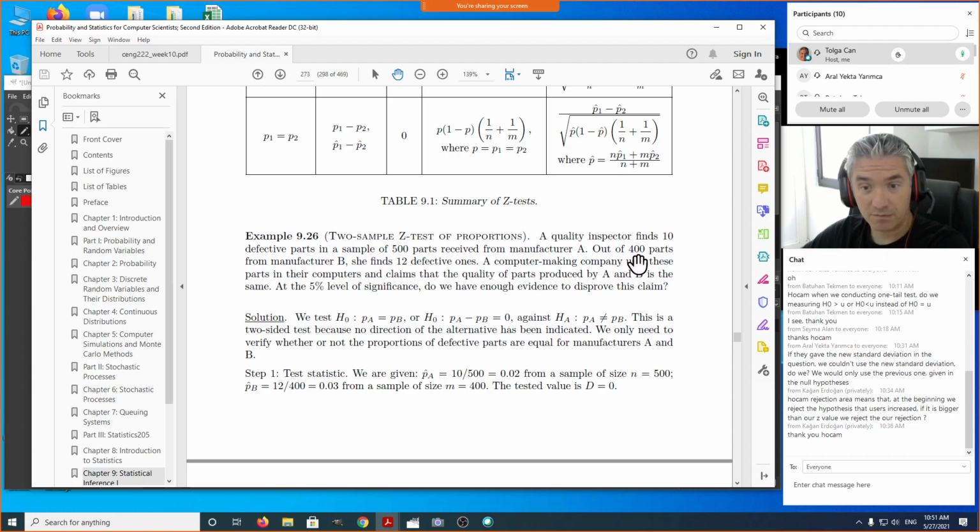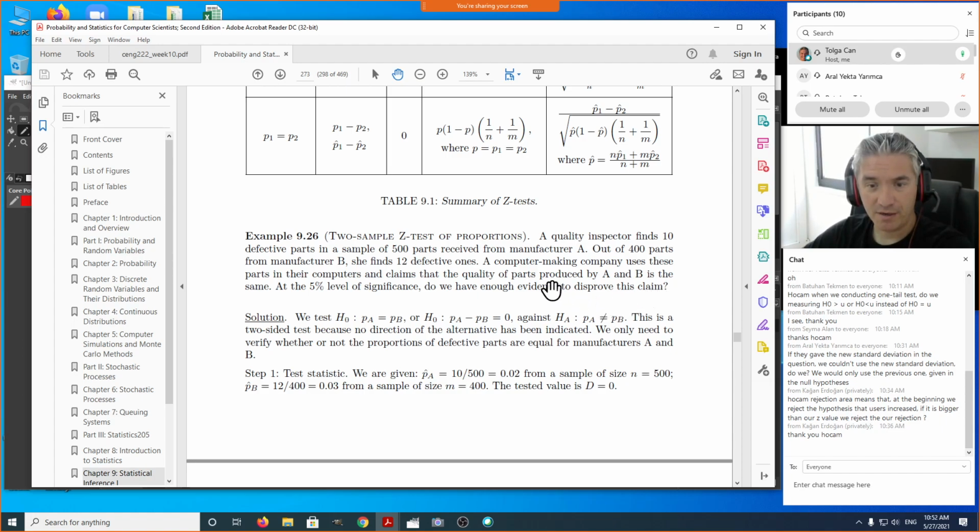So it's interesting. This is a smaller sample, 400. In manufacturer B, 12 are defective out of 400. So more defective from a smaller sample size. And this is 500, 10 defective out of 500, but they claim that they're the same. Are they the same or are they really different from each other? So this is what we want to claim. So at 5% level of significance, do you have enough evidence to disprove this claim?